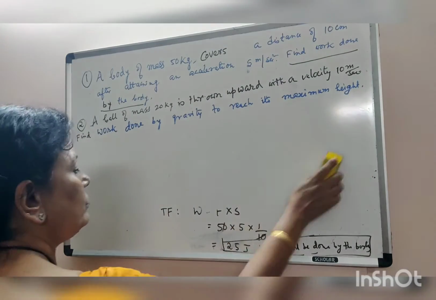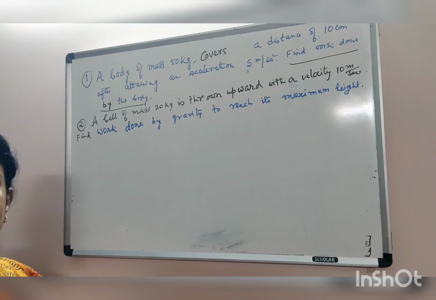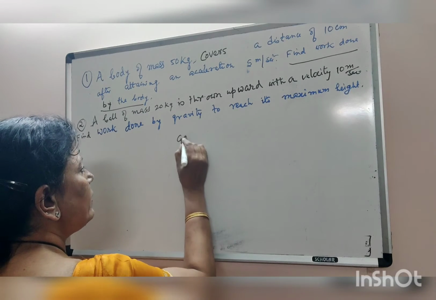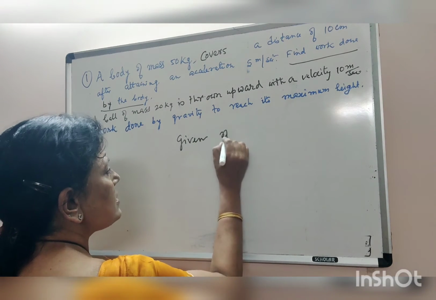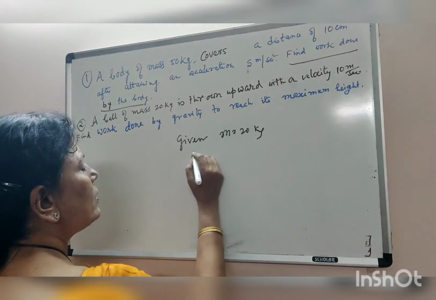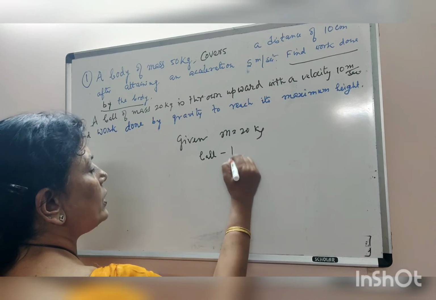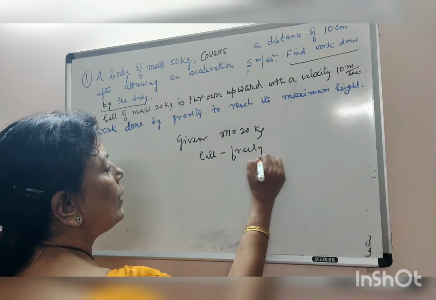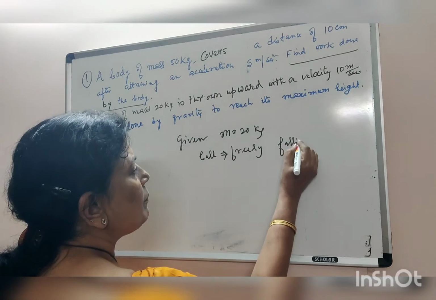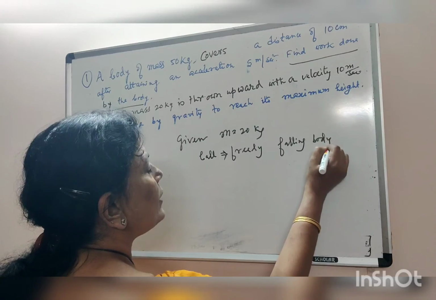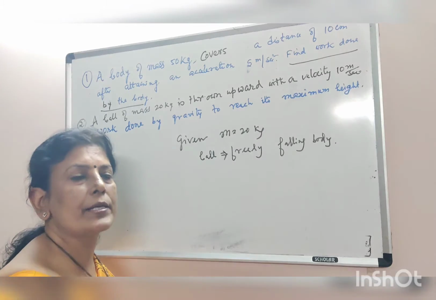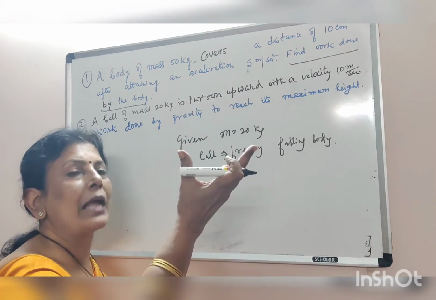Now question number 2. In question number 2, it is written a ball of mass 20 kg. So you have to write given mass is equal to 20 kg, and then it is thrown upward. Since it is thrown upward, the ball is a freely falling body. For any freely falling body, gravity works on it. Gravity pulls it in the downward direction, but you have thrown the ball in the upward direction.